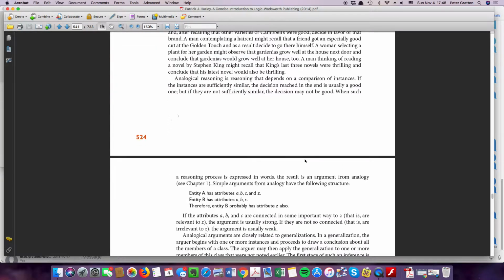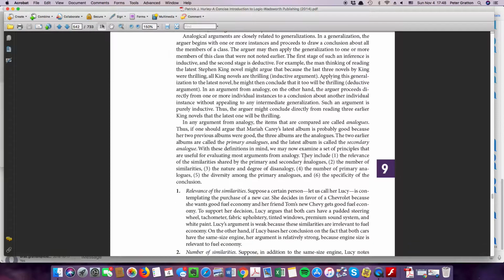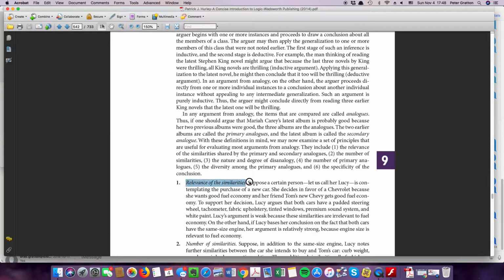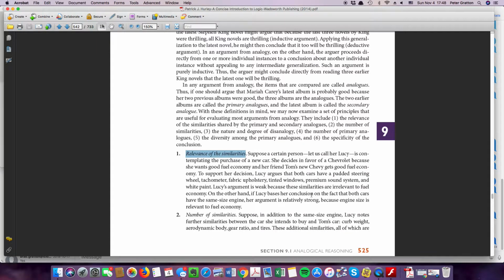But the most important part to gather is that in an analogy we have the relevance of the similarities. For example, suppose a certain person is contemplating the purchase of a new car. She may decide in favor of a Chevrolet because she wants good fuel efficiency, and her friend Tom's new Chevy gets good fuel economy. She might, however, use reasoning that doesn't help that analogy, for example, a padded steering wheel, a tachometer, and so on, which have nothing to do with that.